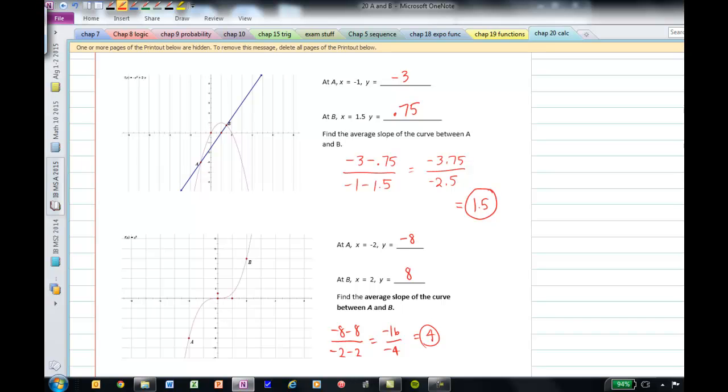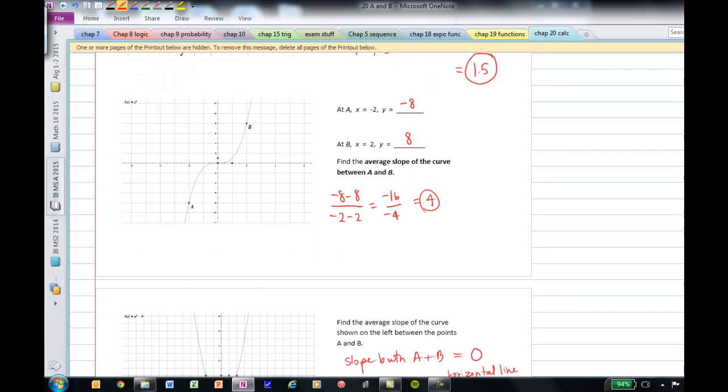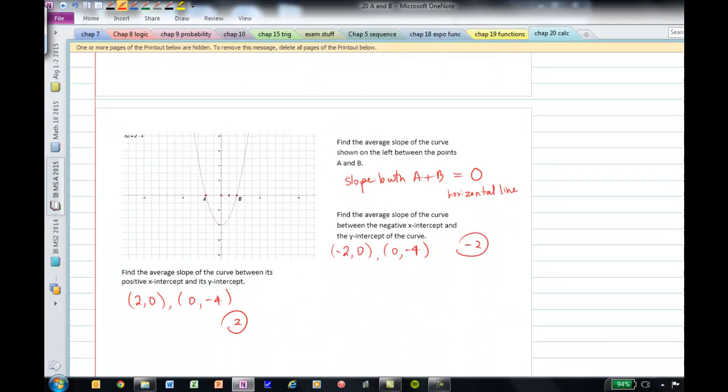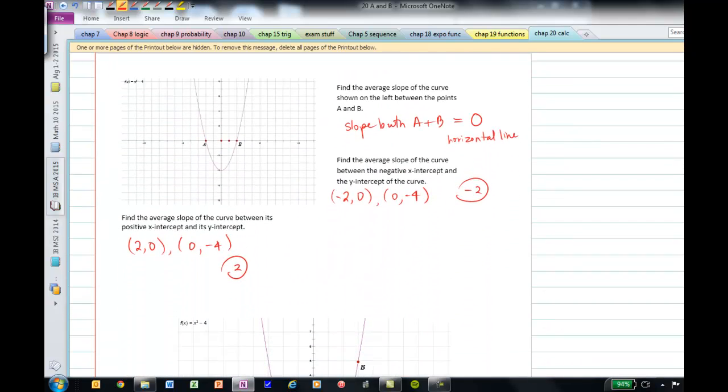For the next example, y was -8 at point A, and at point B, y is equal to 8. So the average slope of the curve between A and B is equal to 4. So the slope of that line is equal to 4. Turning the page, in the next example, you found in this case the slope between A and B is going to be 0 because this ends up being a horizontal line. So the average of A and B is a slope of 0.